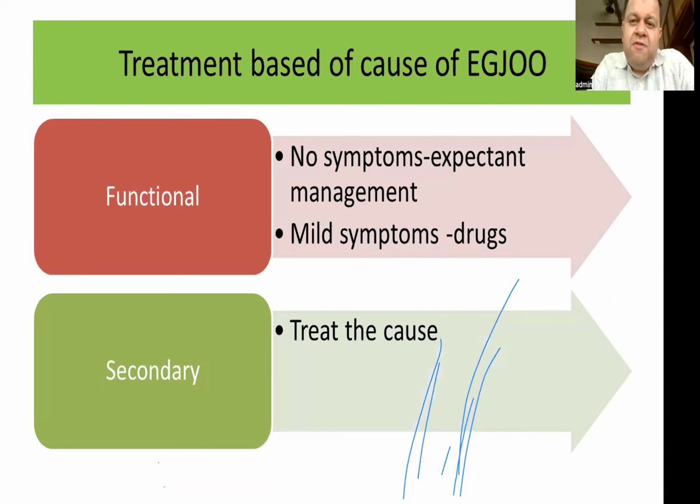So treatment of EGJ outflow obstruction is primarily based on whether it's a functional or secondary EGJ outflow obstruction. For functional, if there are no symptoms, we just follow up the patient. If there are mild symptoms, drugs, as discussed earlier, can be used. In secondary causes, if there is an identifiable cause, it has to be treated to cure the patient of his clinical symptoms.